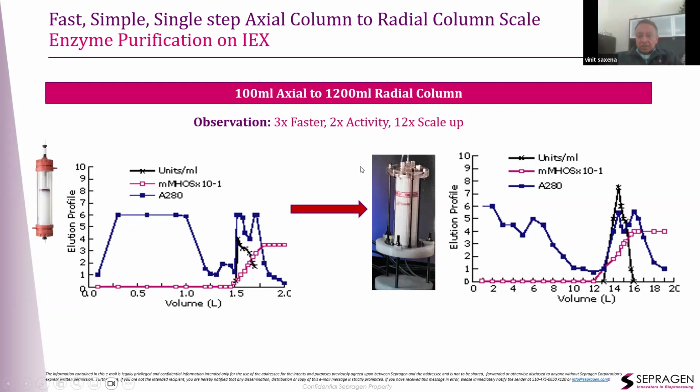Well, they ran the same thing, scaled it up about 2-fold in the pilot, 12-fold in the pilot plant, and they ran the same separation. You can see it's a double hump peak again. They ran a gradient, so yes, you can run gradients on radial flow columns. But look at the activity peak. Look at the black line, it's double.